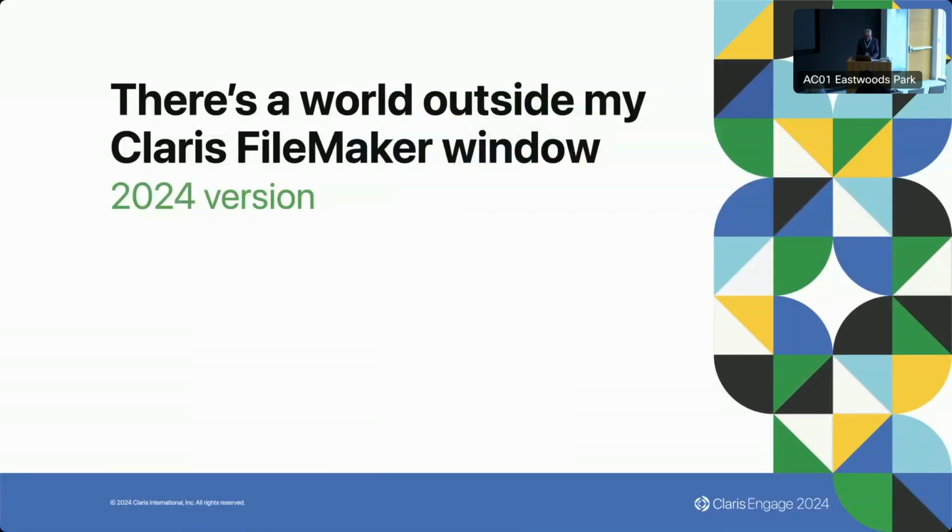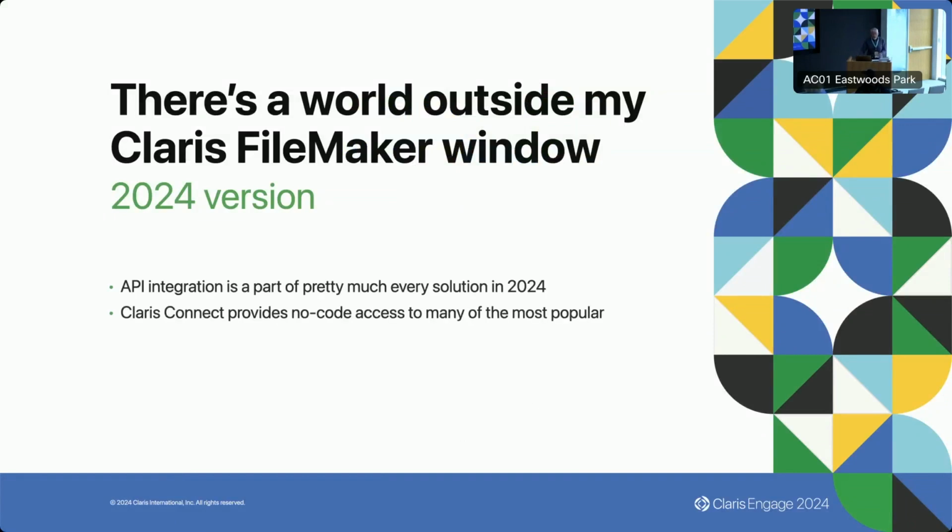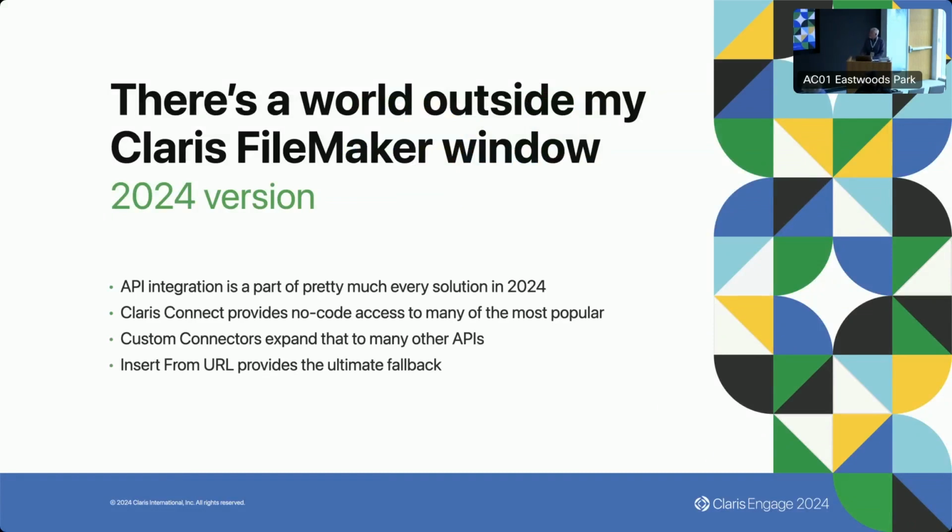Oops. Dropbox upload. So this has been There's a World Outside My Claris FileMaker Window, the 2024 version. API integration is part of pretty much every solution in 2024. Claris Connect provides no-code access to many of the most popular APIs. Custom connectors expand that to many other APIs. And insert from URL provides the ultimate fallback to API integration.